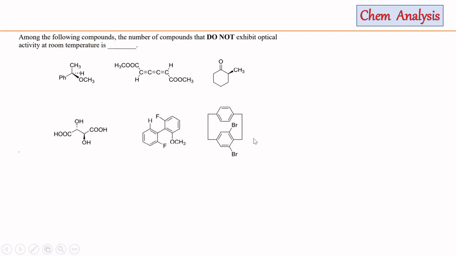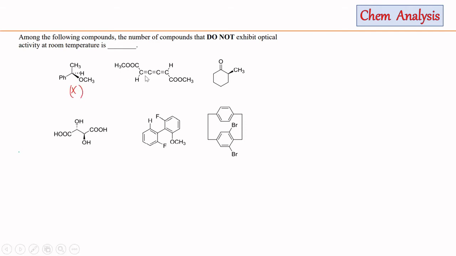This is a very easy question. We have to tell the number of compounds that do not exhibit optical activity at room temperature. That is, we have to identify the optically inactive compounds. For the first case we can see that the 4 groups attached to the carbon atom are different, so it will be optically active, but we have to identify the optically inactive compound, so this is not correct.